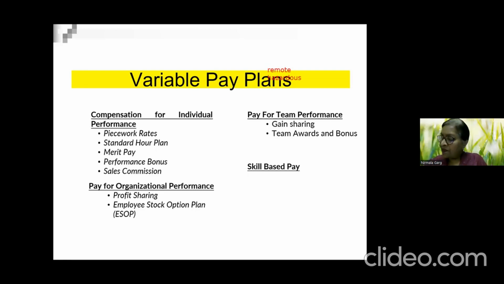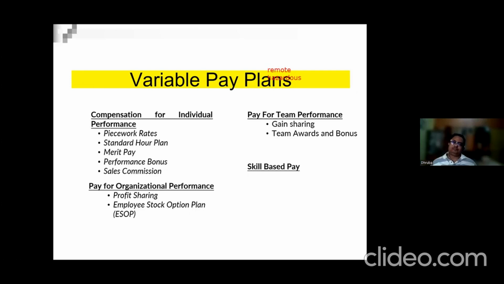Quick. Employee stock option plan. Yes, we will come to the stock option plan. I will explain to you. But generally that is an individual level stock option. Here at an organization level, if an organization has performed, then what happens? You get something called profit sharing. At the end of it, you get some bonus, right?